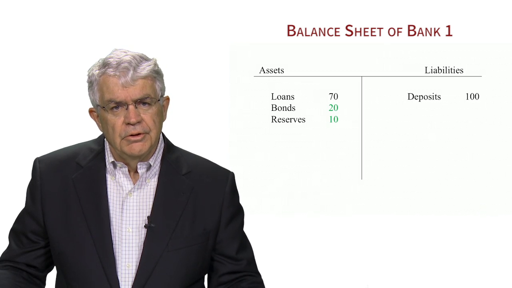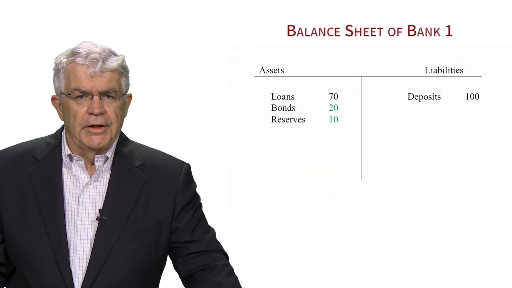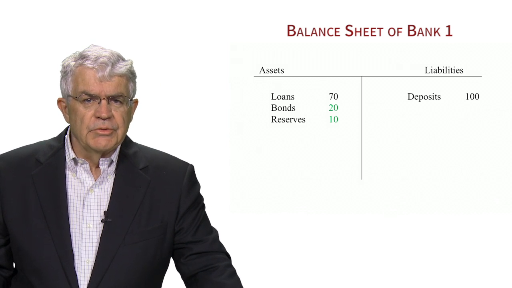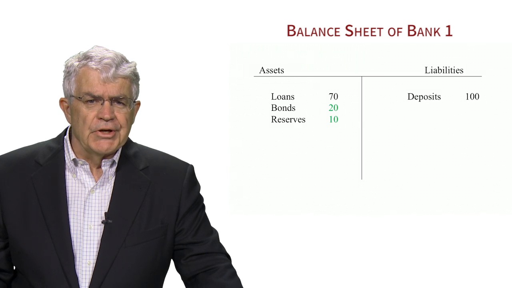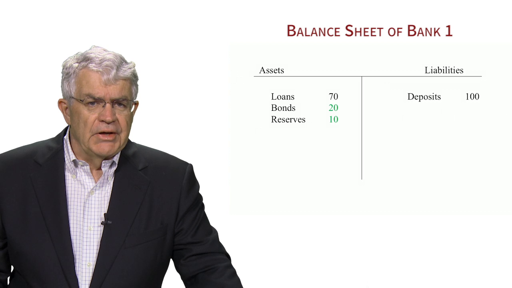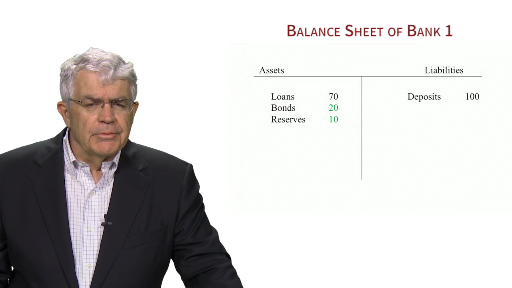There they go. In this case, loans went up by that $10 billion. So Bank One now is in pretty good shape. It's got its reserve ratio at 10%. It's got loans equal to 70, so it's making some more money as a result of this. And that's really the first step in this process.